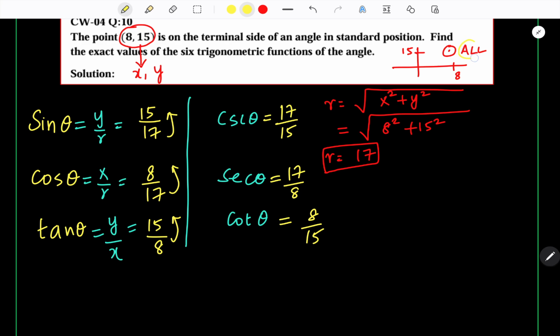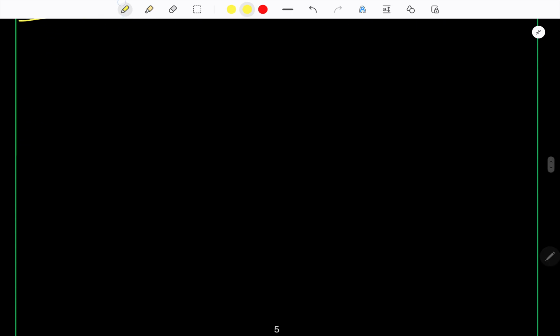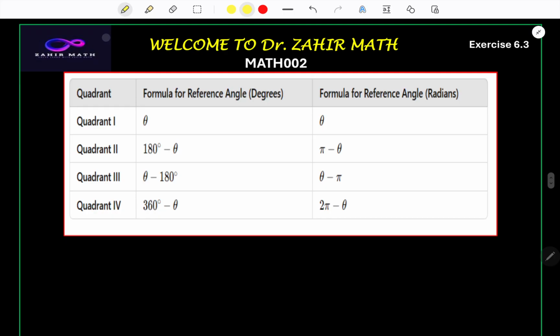I said all the answers are going to be positive, right? Look here, positive, positive, positive, positive, positive, positive. Fantastic, right? So this is all repeated same ideas. Now next we are going to talk something called reference angle.